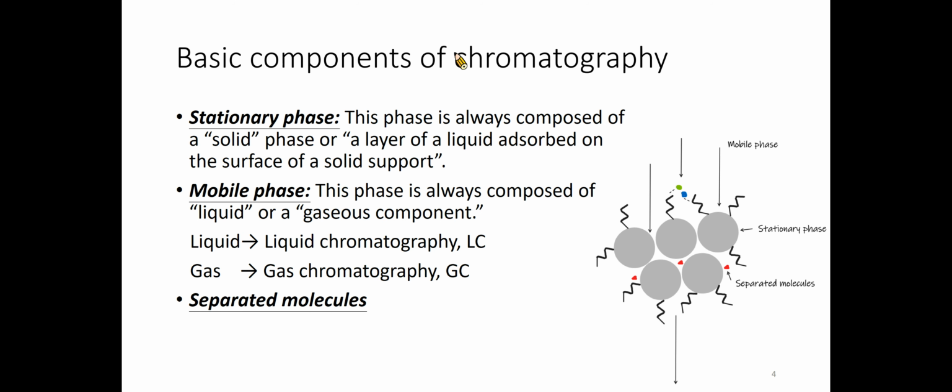Let's introduce the basic components of chromatography: stationary phase, mobile phase, and separated molecules. The stationary phase can be a solid phase or a layer of a liquid adsorbed on the surface of a solid support, while the mobile phase is always composed of liquid or a gaseous component. If the mobile phase is liquid, then it is called liquid chromatography. If the mobile phase is gas, then it is gas chromatography.